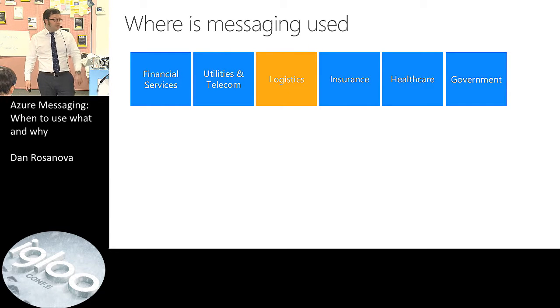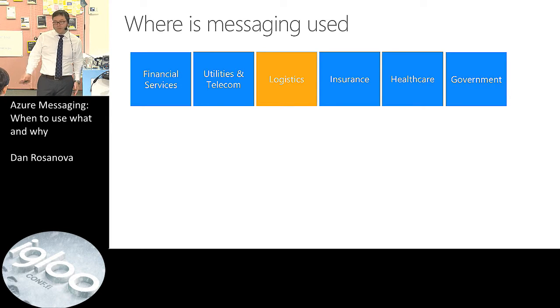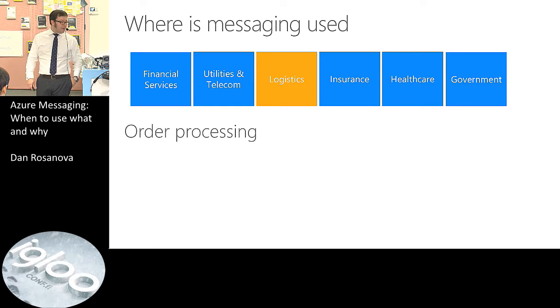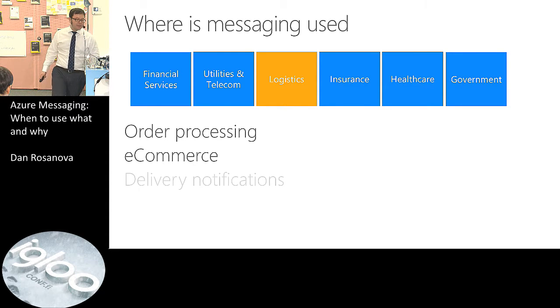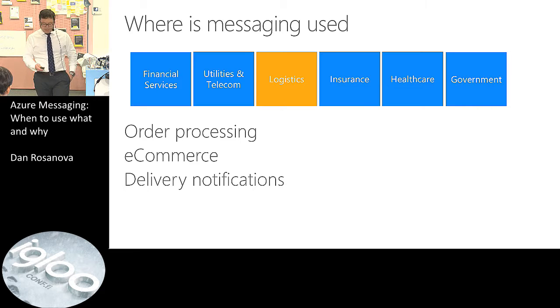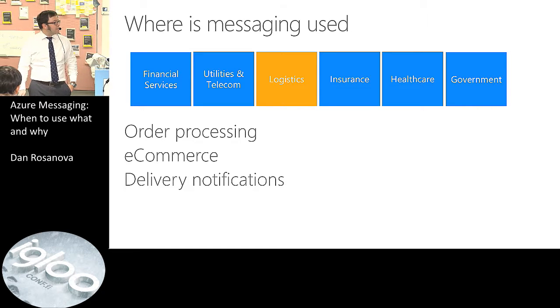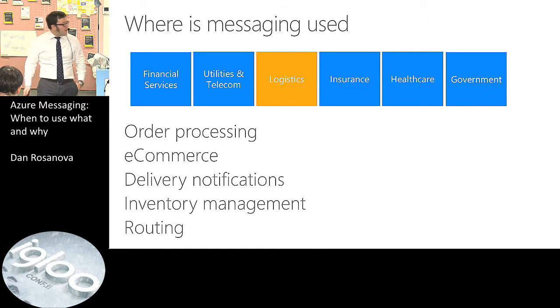So logistics, you see a lot of stuff here for messaging as well. Order processing, like literally taking orders, e-commerce type stuff, delivery notifications, routing, all these fun things. Insurance, there's no one here from insurance, really? Wow. Insurance really likes messaging, so they use a lot of it. And the insurance companies use some cool stuff in our messaging stuff, so I'm pretty happy about that.